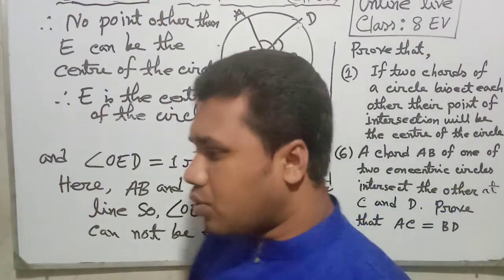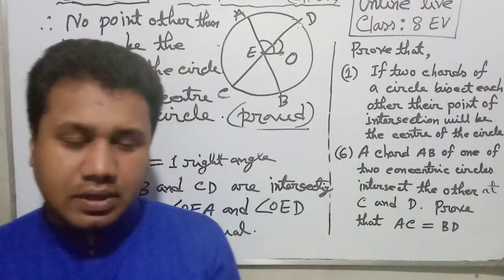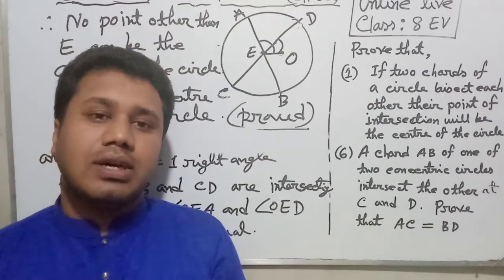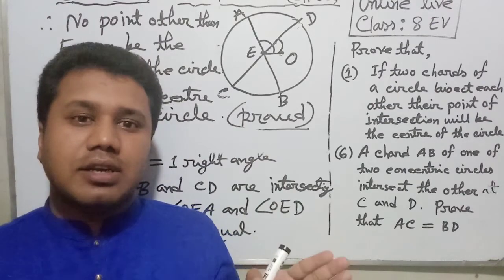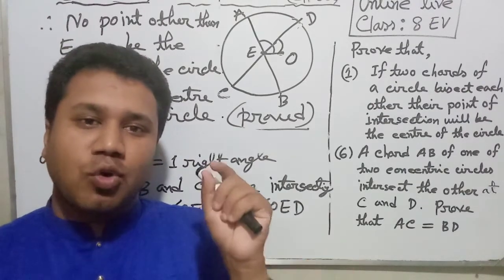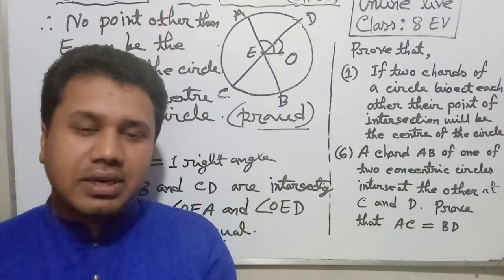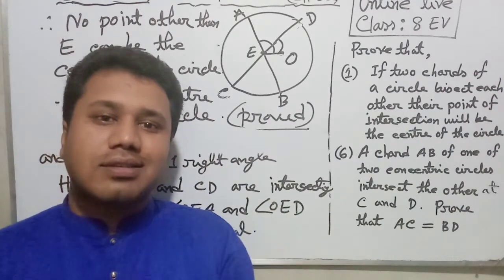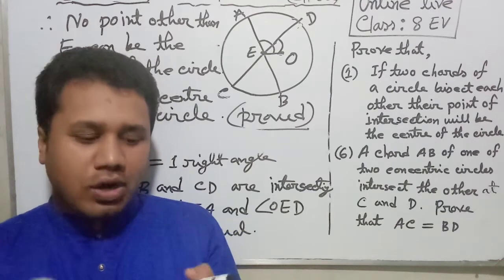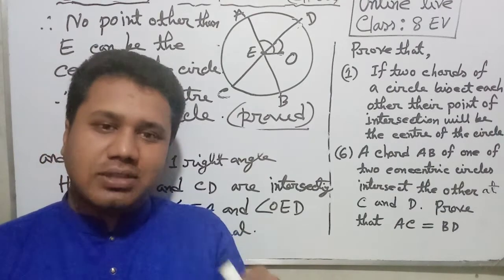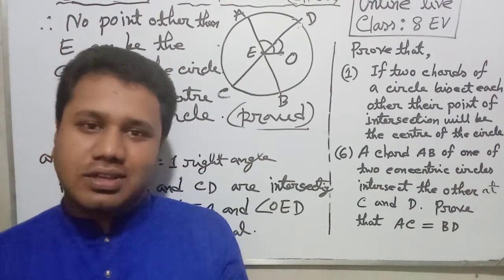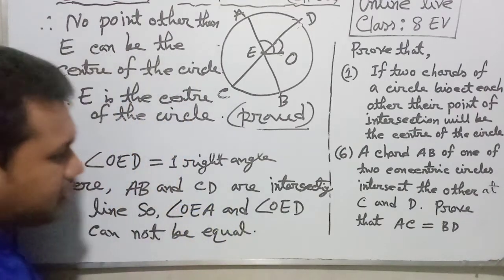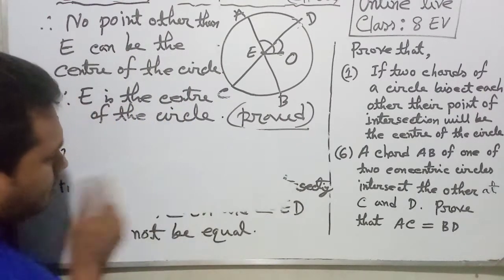And dear students, you know only a diameter passes through the center, and it is divided into two parts. And O is the midpoint of the diameter, and also the center. So you can say when two chords bisect each other, obviously that will be the center. Otherwise it cannot be possible. Clear?